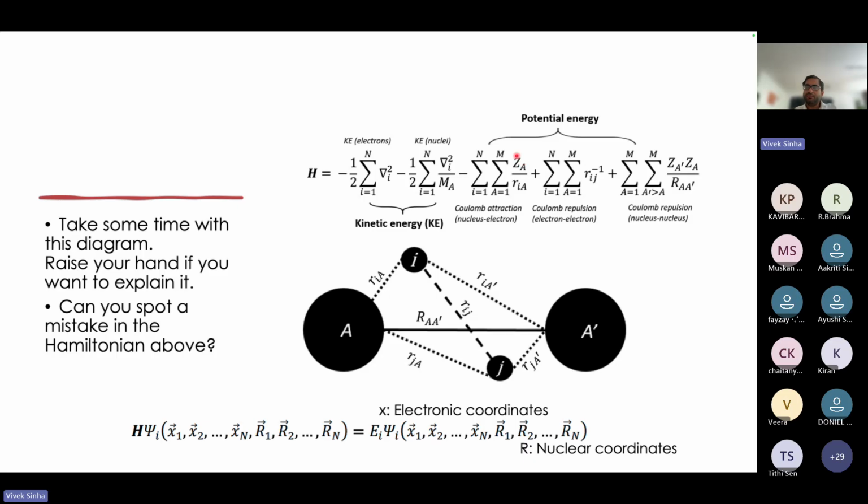Then you have this part. When I say A, it's the nucleus. When I say I, it's the electron. So R_IA means the distance between the nucleus and the electron. This is also simple. This is a Coulomb interaction. It says that if you take two opposite charges, they will attract each other. That's why there is a minus sign.